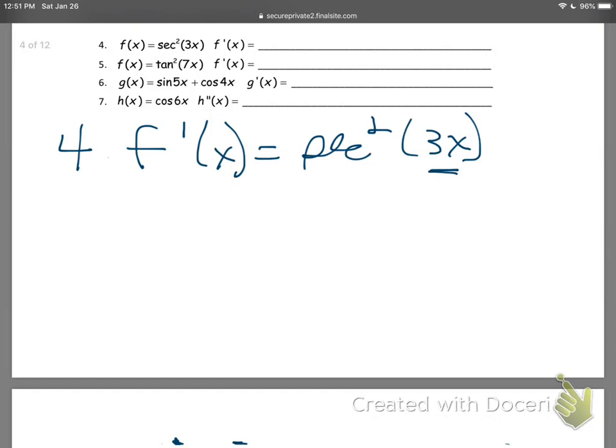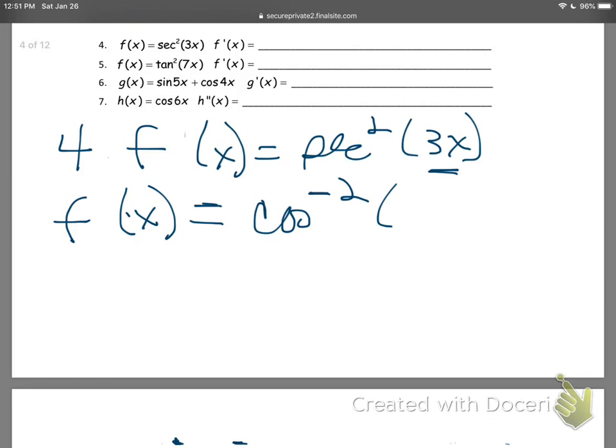Oh, and I should not have done that. So let's go back here again. Let's rewrite it in terms that we know. So f of x equals cosine to the negative 2, because if I flip it over and then bring it back up, that's what I'm going to get. Okay, so I'm going to write my 3x here. Nice. Alright, so now let's take our derivative.